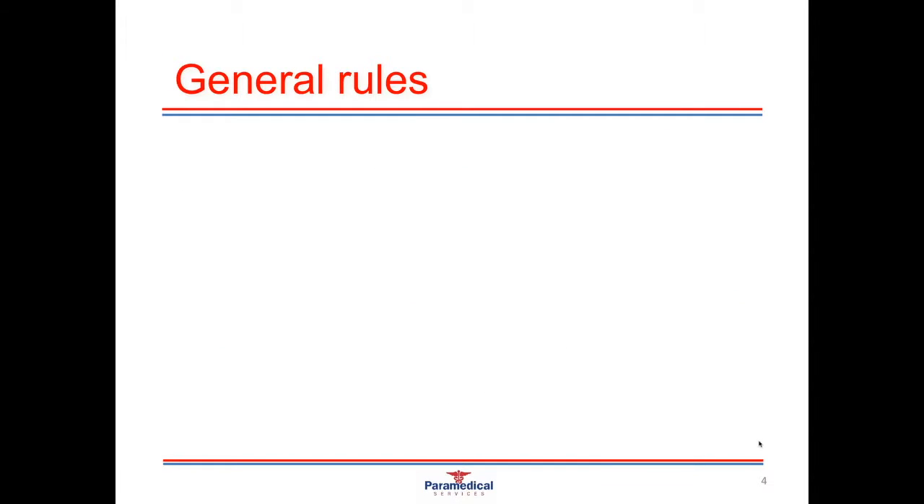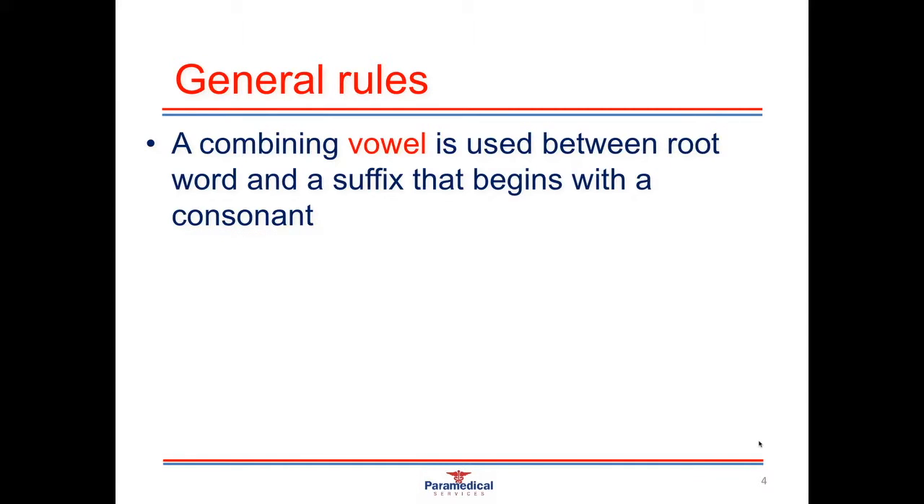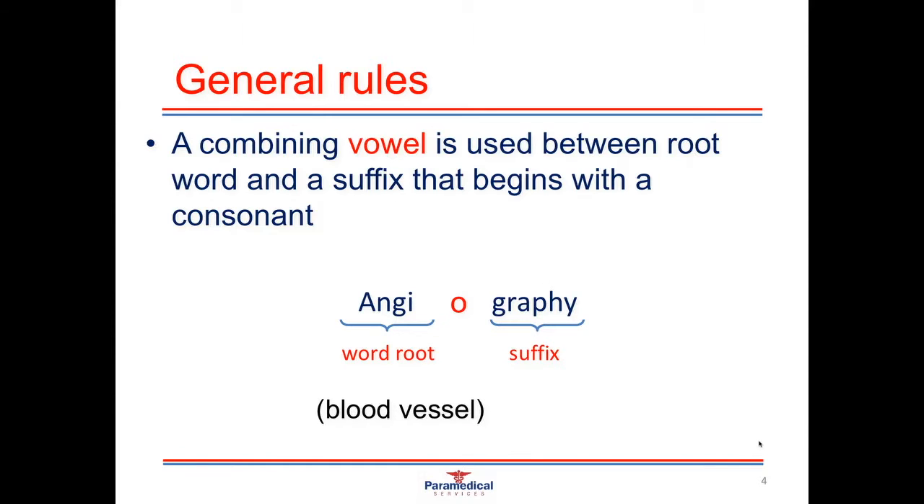Like in any other language, medical terminology has a few general rules to be aware of. One of these rules is to use a combining vowel between words that begin with a consonant. An example of this would be the word angiography. Angi being a root word here meaning blood vessels, and graphy is the suffix meaning recording.